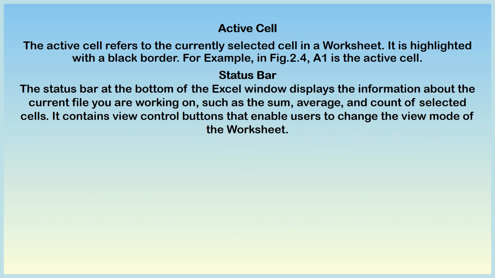Active cell. The active cell refers to the currently selected cell in a worksheet. It is highlighted with a black border. For example, in Fig. 2.4, A1 is the active cell. Status bar. The status bar at the bottom of the Excel window displays the information about the current file you are working on, such as the sum, average, and count of selected cells. It contains view control buttons that enable users to change the view mode of the worksheet.